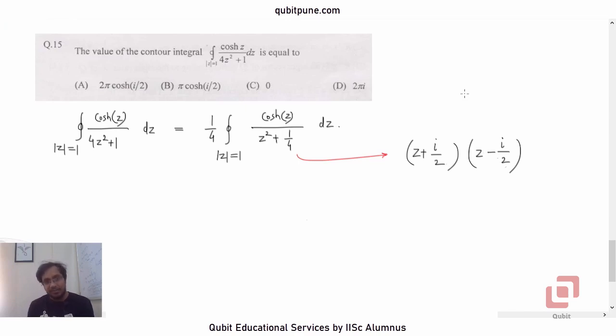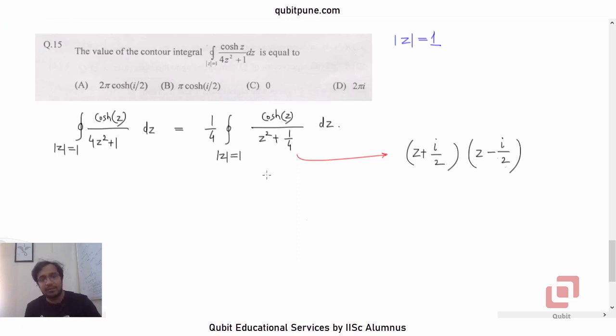This is a question based on contour integration, a topic from complex variables. The problem is simple. It is based on the residue theorem. The problem reads, the value of the contour integral taken along the unit circle mod z equal to 1, so that is our contour or the path, cos hyperbolic z upon 4z squared plus 1 with respect to z is equal to 2 pi cos hi by 2, pi cos hi by 2, 0 and 2 pi I.